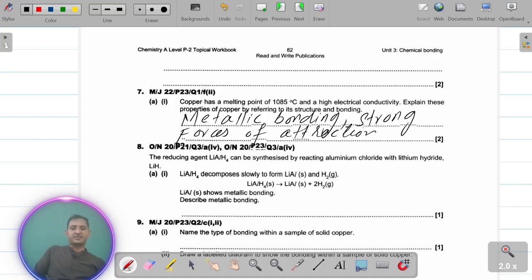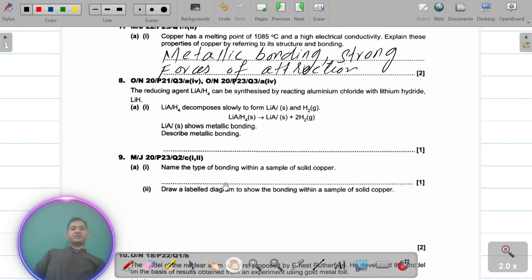Complete the sentence. The reducing agent lithium aluminum hydride can be synthesized by reacting aluminum chloride with lithium hydride. Lithium aluminum hydride decomposes slowly to form lithium, aluminum and hydrogen. It is broken down into lithium, aluminum and hydrogen. Lithium and aluminum show metallic bonding.